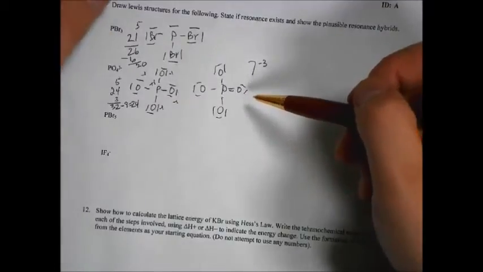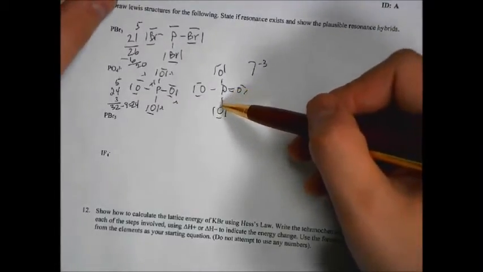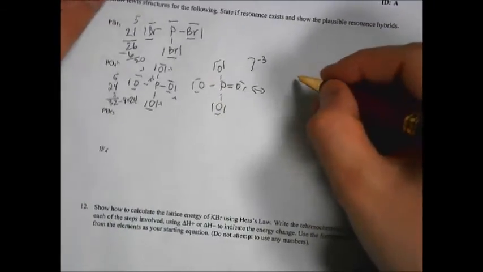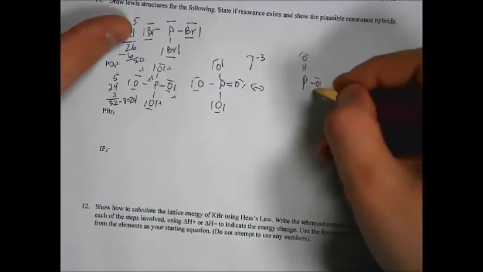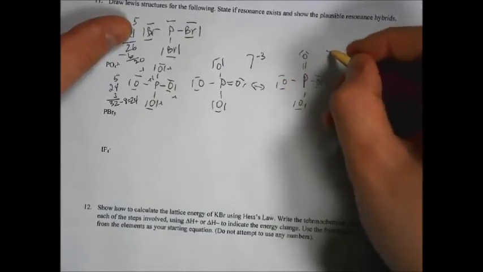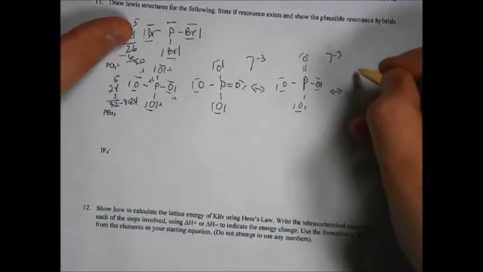Now, here, this is a classic example of where you would get resonance, because this double bond could have been equally drawn on any one of those. So your resonance hybrids will look just like this. So you just move that double bond around to all of the different oxygen atoms. You kind of just go around in a circle.